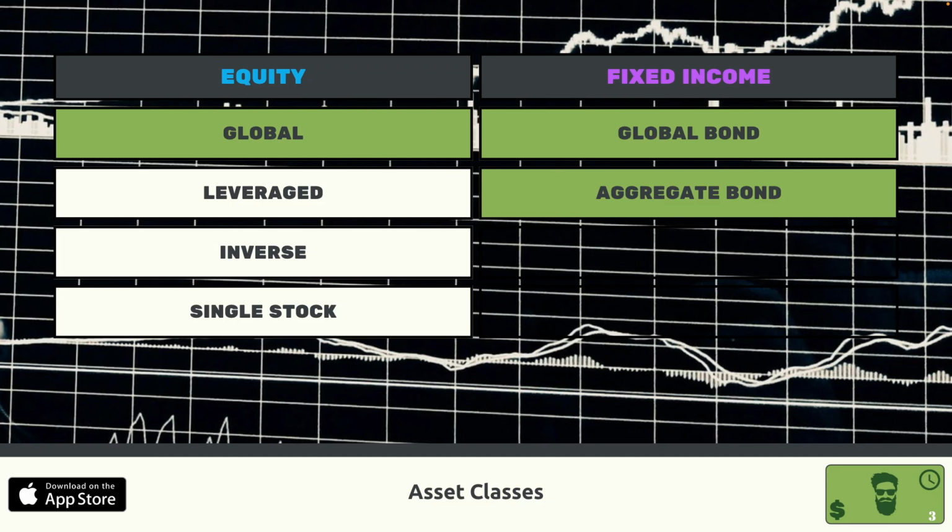So there's a couple major asset classes, equities and fixed income. There's global equities, and this spreads your money all around the world. And then for fixed income, there's global bonds, which spreads your money all around the world with bonds, and then an aggregate bond. This just spreads your money across the Australian bond market.